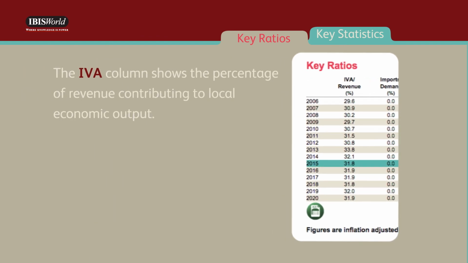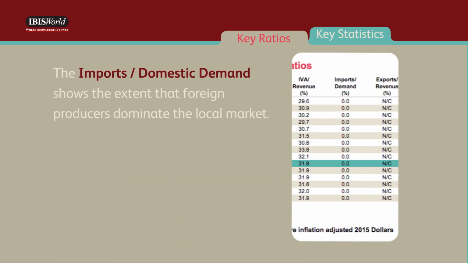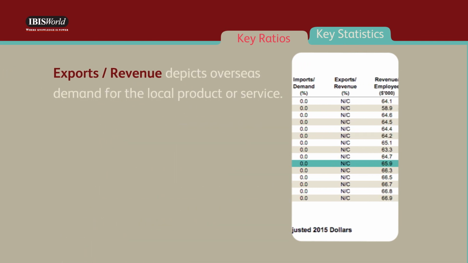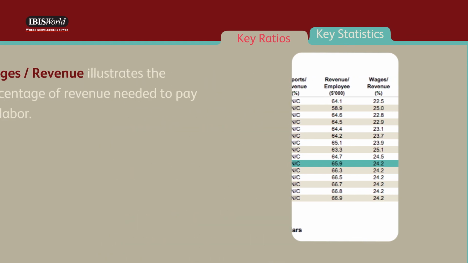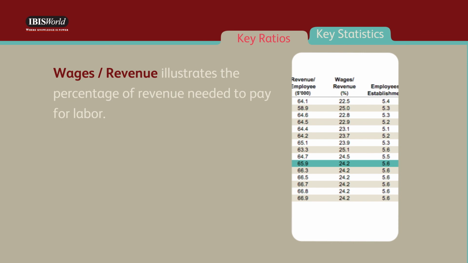The IVA column shows the percentage of revenue contributing to local economic output. The imports over domestic demand shows the extent that foreign producers dominate the local market. Exports over revenue depicts overseas demand for the local product or service. The revenue over employee highlights the differences across industries in regards to high wages, employee skill level, etc. Wages over revenue illustrates the percentage of revenue needed to pay for labor.